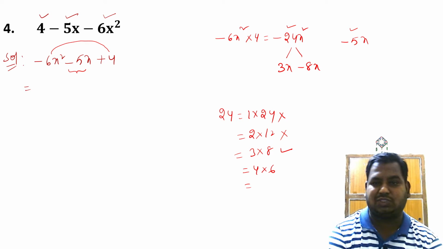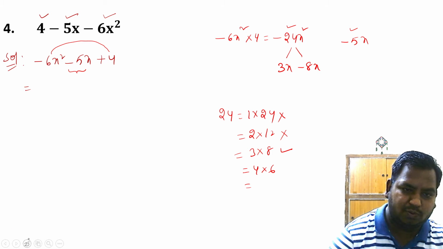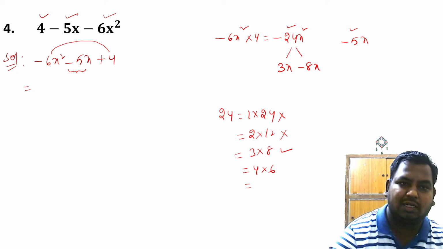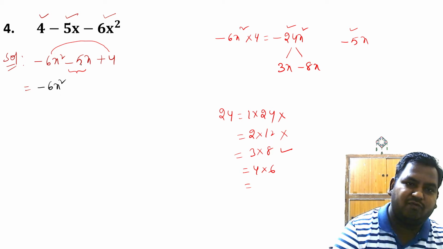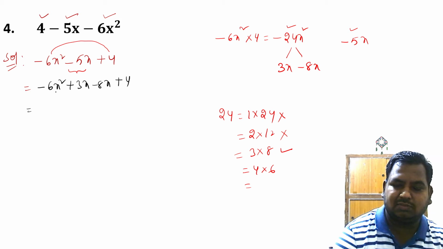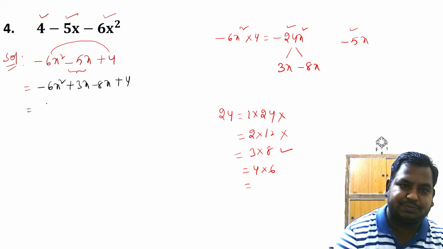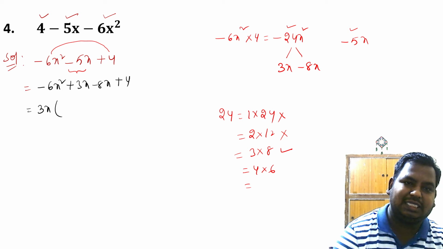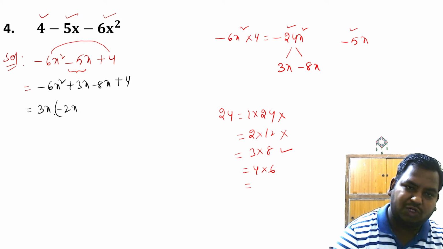Now we'll continue with the factorization of the given polynomial. We have minus 6x square. We can split minus 5x into plus 3x minus 8x. The last term is plus 4. We'll write it as it is. From the first two terms, we'll take 3x common. If I take 3x common, 3x into what is minus 6x square? It's minus 2x. 3x into what is plus 3x? It's plus 1.